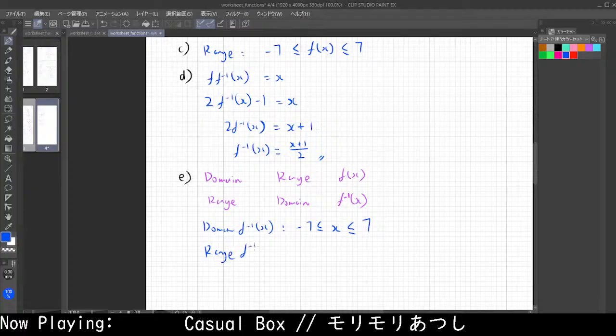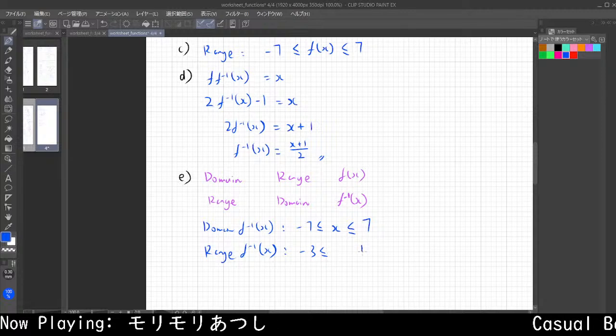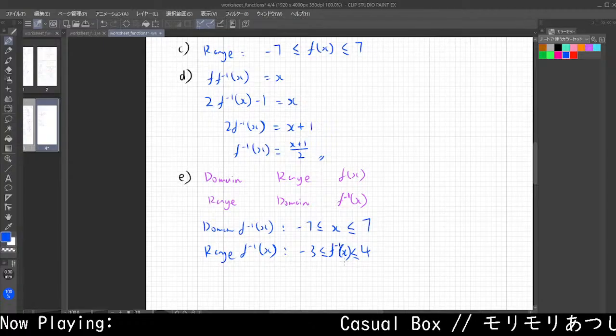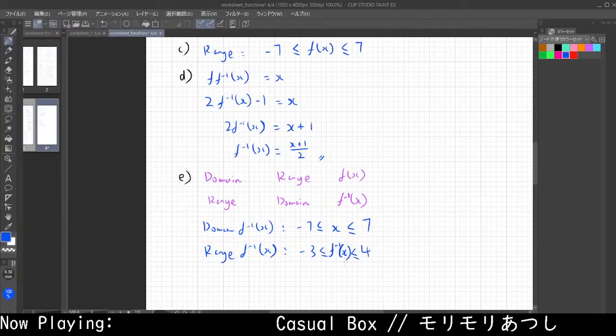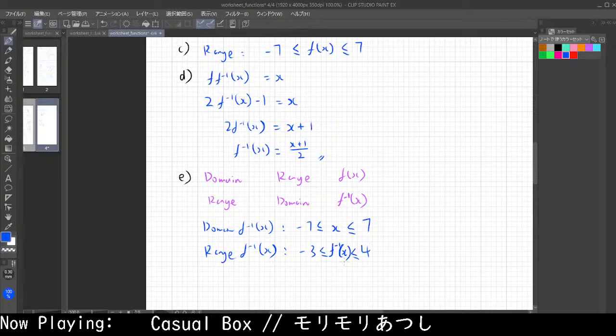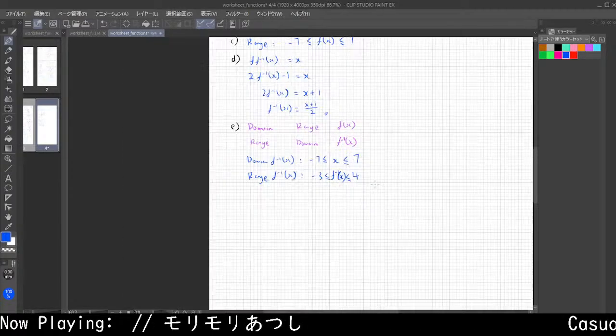Range, in this case, would be the domain of your original f(x), which is between -3 and 4. But again, since our result in this case is the f inverse itself, we will write it over here. So f inverse is between -3 and 4. Okay, question 21 done.